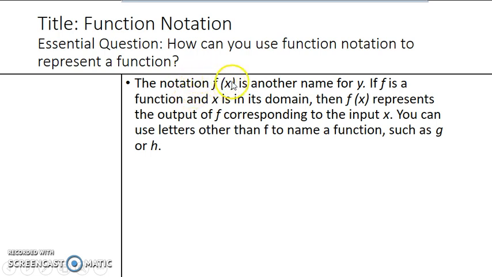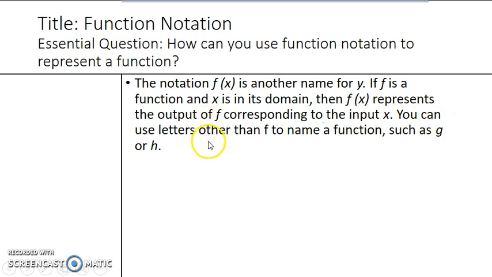The notation f of x is another name for y. If f is the function and x is the domain, then f of x represents the output, the range. Okay, x represents the input, f of x represents the output. F stands for function. You can use other letters, and we saw this a little bit yesterday, to represent functions, such as we'll see g and h to represent functions.